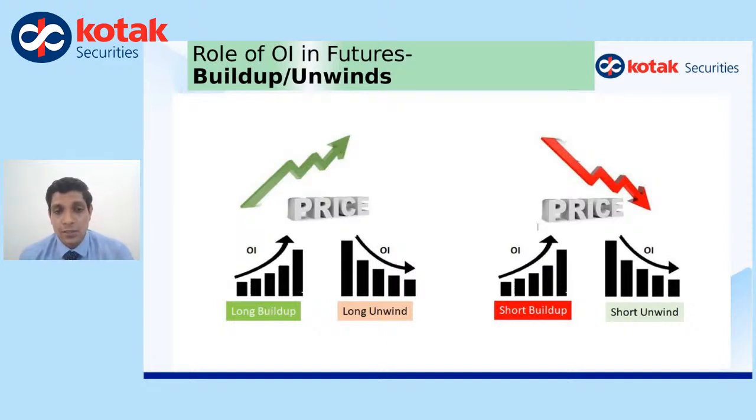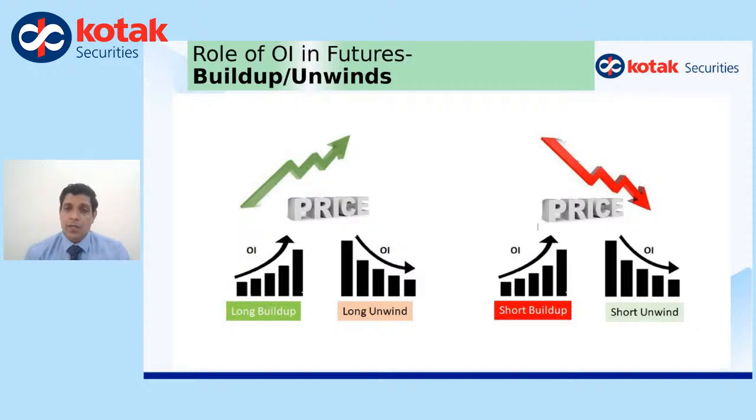So in these circumstances, the people who have gone long would start unwinding their positions. And in a similar fashion, if someone is shorting in the market and the price is going down, what happens is, as more and more people build their short positions, the open interest will increase. This, however, has to be matched with the decline in price.